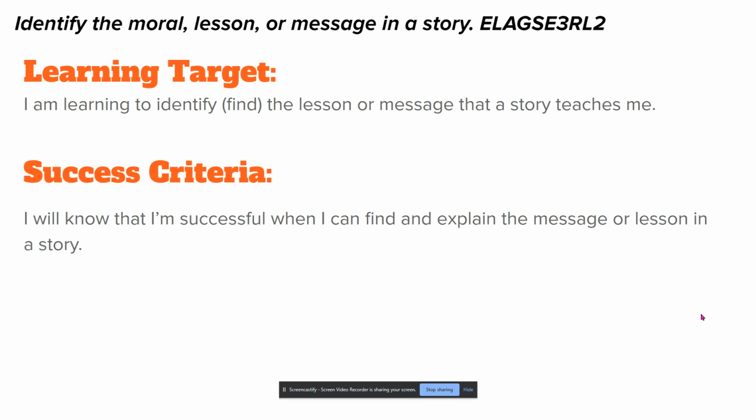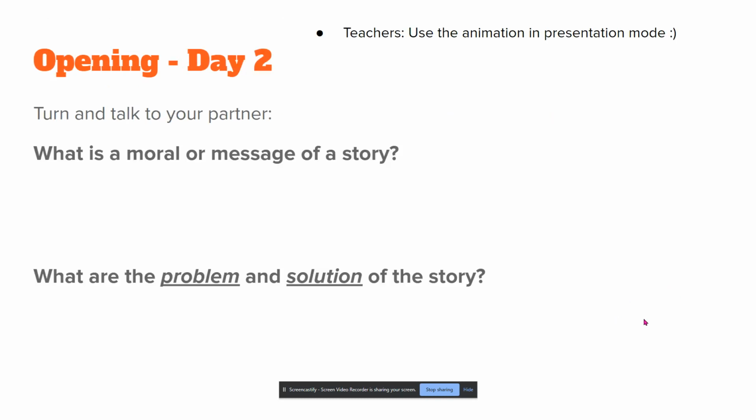I am learning to identify, which also means find, the lesson or message that a story teaches me. Your success criteria: I will know that I am successful when I can find and explain the message or lesson in a story. So think about this.